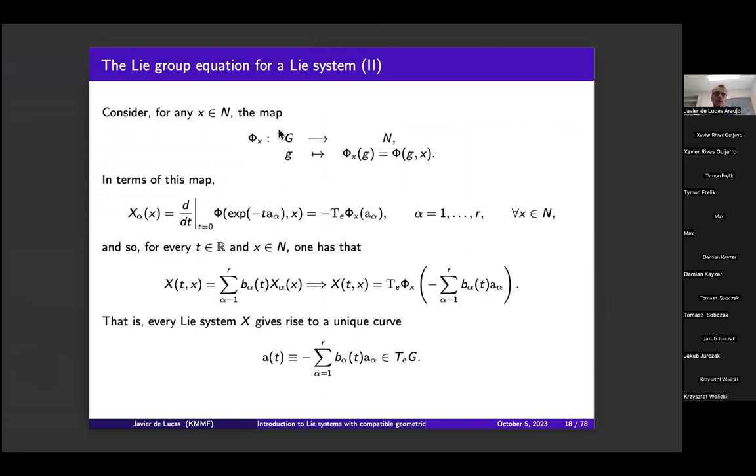two mappings that are associated to every Lie group action. One is the restriction of the Lie group action to a point of the manifold. This is the phi X map. So this map is defined the same way. Then when you have an element g of the Lie group, the image of this phi X on g is nothing but the action of g on the point X.